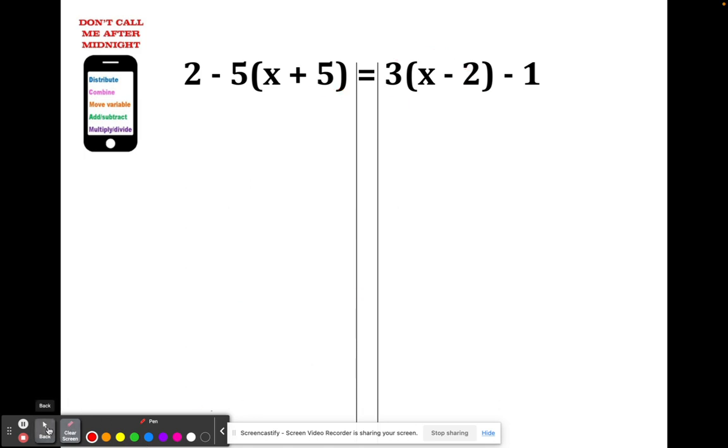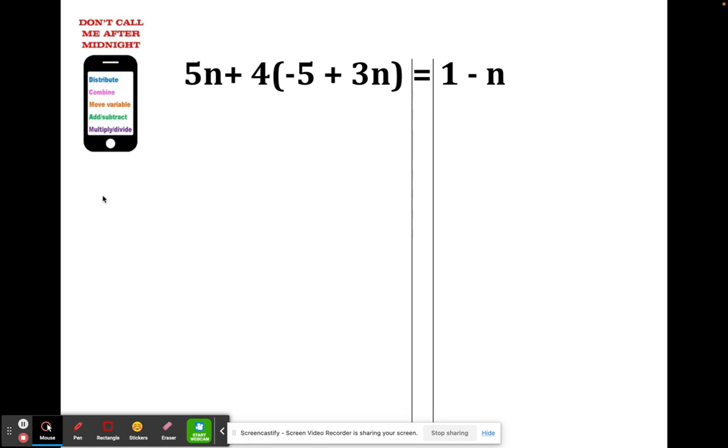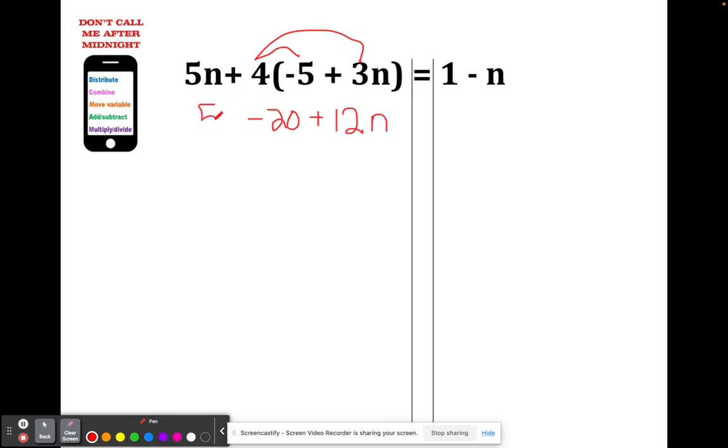I'm going to try another one. Step 1, distribute. I do need to distribute. 4 times negative 5, negative 20. 4 times 3n is 12n. I'm going to have my 5n at the front. Don't want to lose that. And on this side, I have 1 minus n.